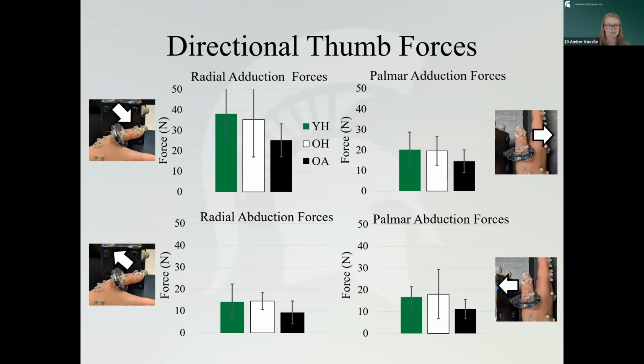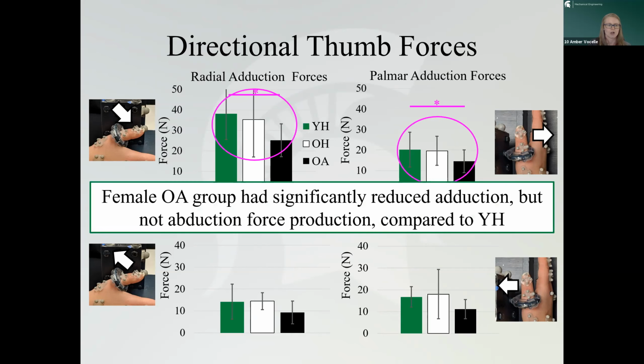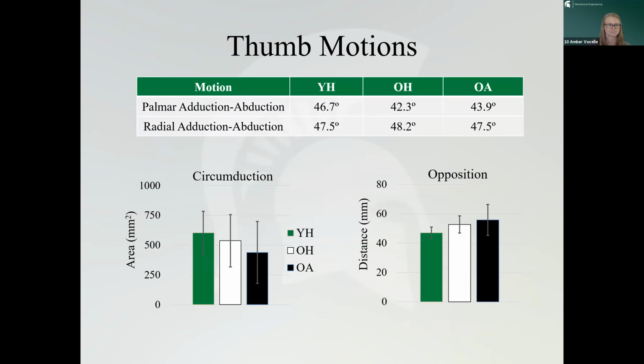For the sake of time, I'm going to talk about female data only for our force data. So looking at our force data, we do in fact see a trend of decreased force production with increasing age and osteoarthritic status. This is significant. We're looking at radial adduction and palmar abduction directions. So our results illustrate that the female OA group had a significant reduction in adduction, but not abduction force production when compared to our young healthy participant group.